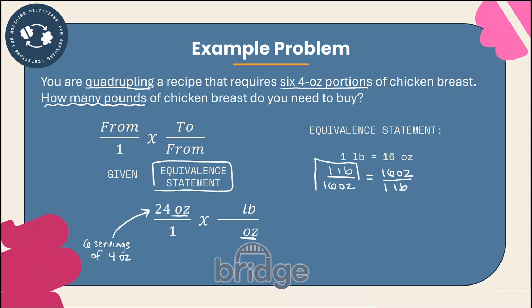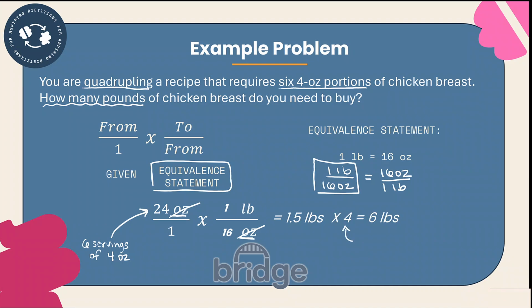So we want this equivalent statement, the one that tells me pounds and ounces with pounds on the top and ounces on the bottom. 24 ounces times 1 pound per 16 ounces will cause my ounces to cancel out, and what we end up with is 1.5 pounds. But remember, this recipe says that we need to quadruple it. 1.5 pounds is to make one of these recipes. So since we are quadrupling this recipe, we need 6 pounds of chicken breast here.